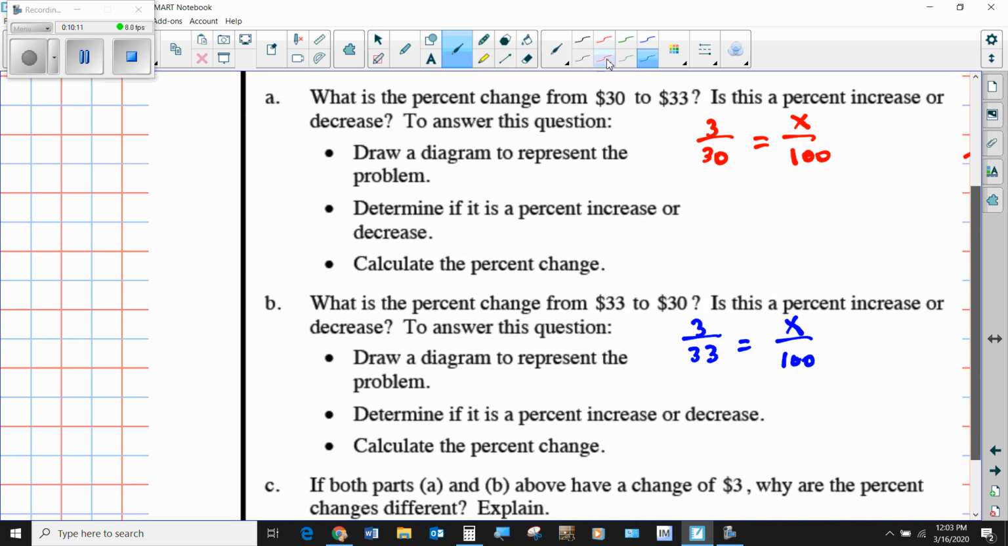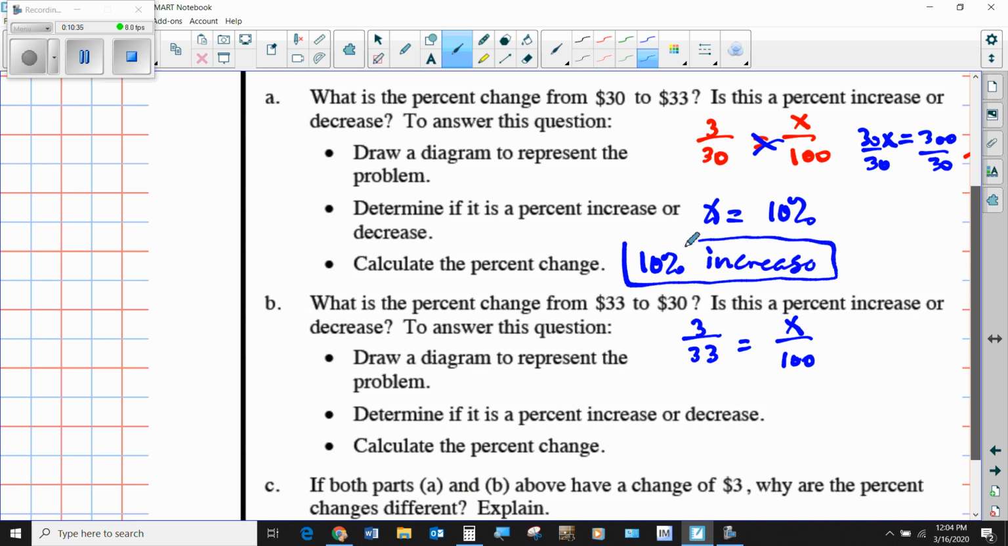Okay, so I'm assuming you did everything that I asked you to do. In this situation, when we cross multiply, we get 30x is equal to 300. So when you divide each side by 3, you get x is equal to 10%. So that represents a 10% increase. And I'll draw a box around that because that's our final answer.